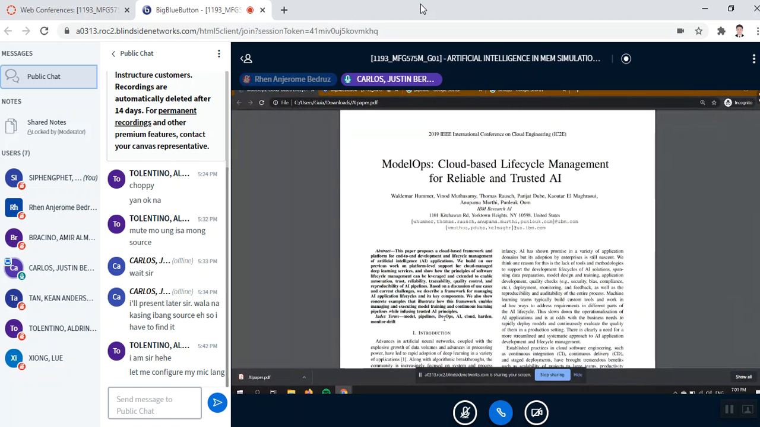My paper is about ModelOps, a cloud-based lifecycle management for reliable and trusted AI development. This one tackles the method on how the AI learns. In this paper, they discussed a new method for the AI to be able to learn more quickly and more precisely, in the sense that the method for learning is less error-prone and more efficient.